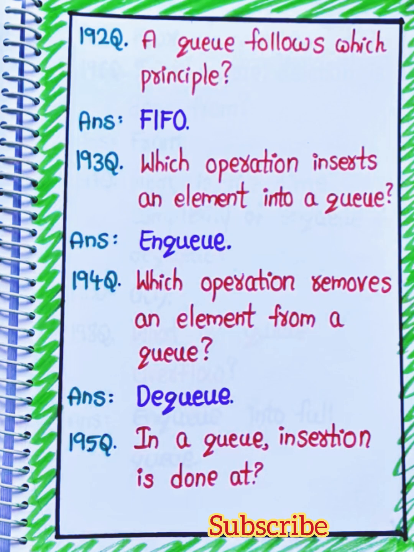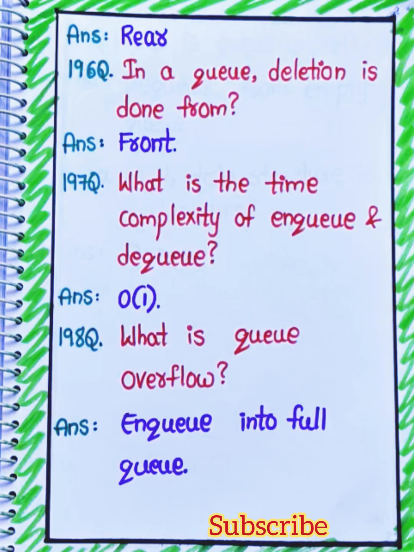A queue follows which principle? FIFO. Which operation inserts an element into a queue? NQ. Which operation removes an element from a queue? DQ. In a queue, insertion is done at rear. In a queue, deletion is done from front. What is the time complexity of NQ and DQ?